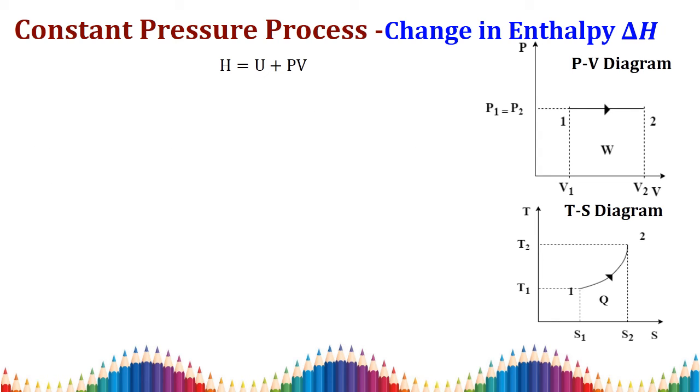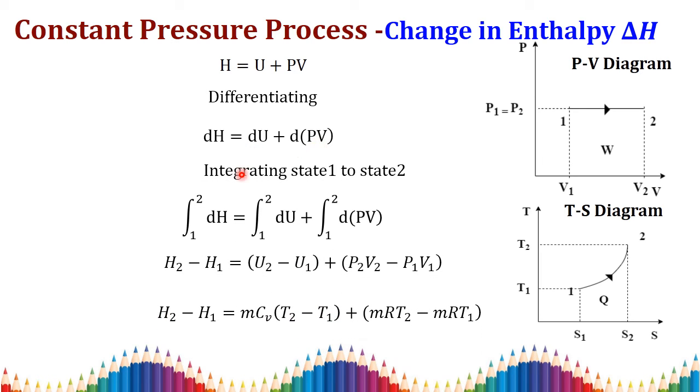So next one, change in enthalpy. From the Gibbs function, H is equal to U plus PV. When you differentiate and integrate any equation, the meaning won't be different. So I am going to do it on this equation. First I am differentiating the above equation, that is dH is equal to dU plus d(PV). Then I am going to integrate this equation with limits from state 1 to state 2.